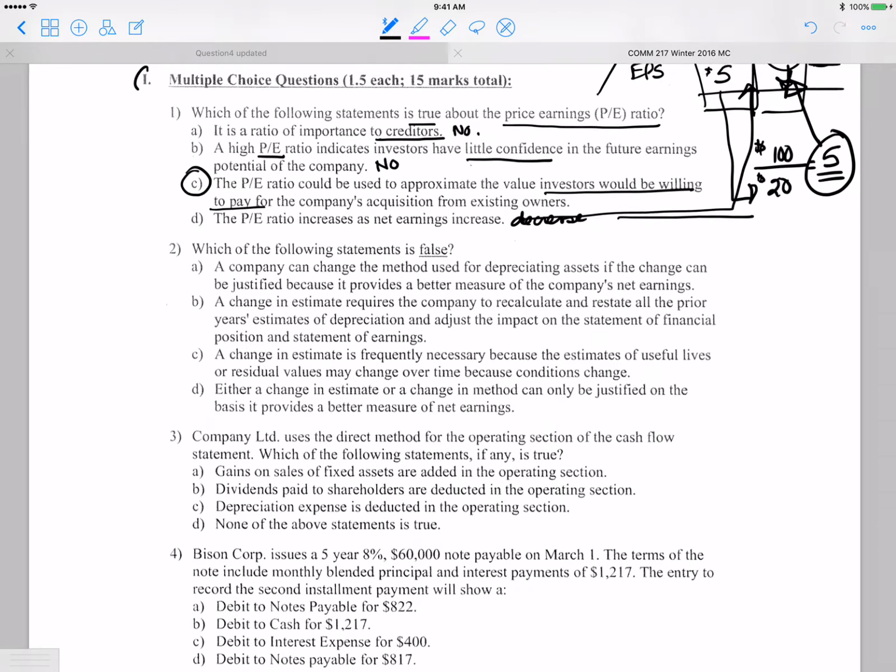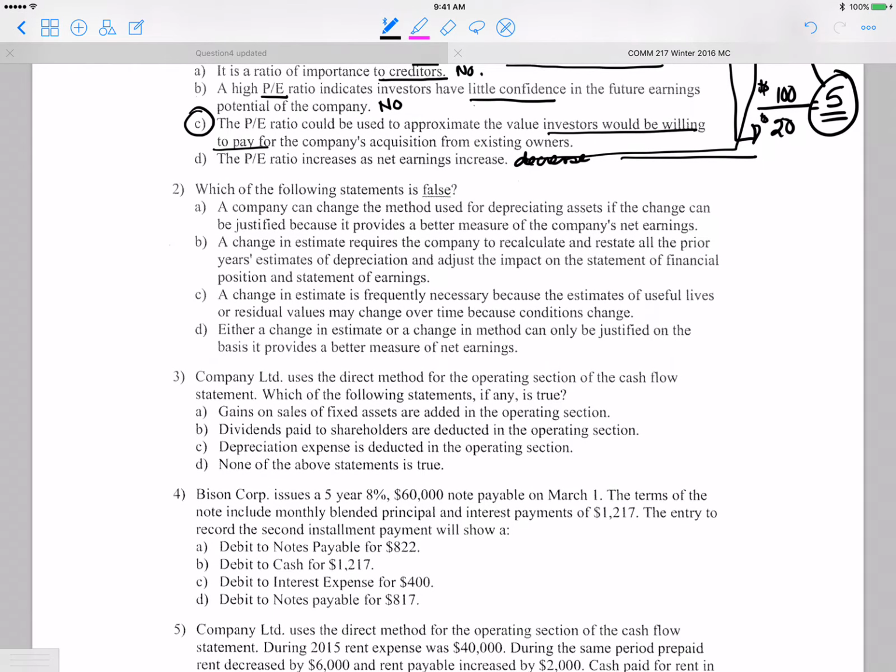Number 2, which of the following statements is false? This has to do with depreciation, so we're looking for something that is not true. The first one is true, because you can change the method if the change can be justified because it provides a better measure of the company's net earnings. You cannot change depreciation to manipulate earnings, but if it provides financial statement users with a better measure of the company's profits or losses, then they can change.